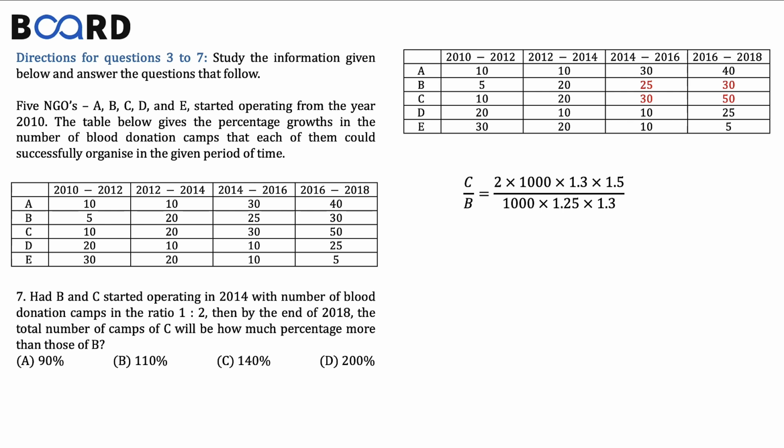What happened with B? In case of B, multiplying factors were 1.25 and 1.3. Why? Because there was a 25% and 30% increment successively. What happened with C? There was an increase of 30% and 50%, so 1.3 and 1.5 were multiplied. You can see 1.3 and 1000 getting cancelled out. We'll only be left with 3 upon 1.25, which taken into fractions becomes 12 upon 5, which means the final value of C can be considered as 12, the final value of B can be considered as 5, so the entire question trickles down to 12 is how much percentage more than 5.